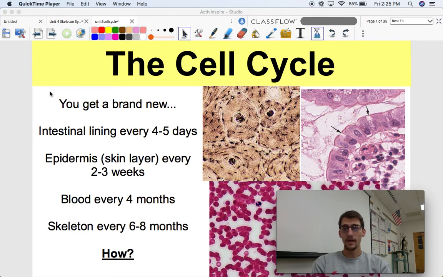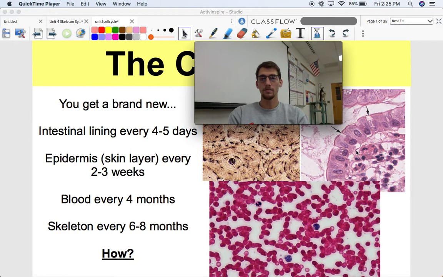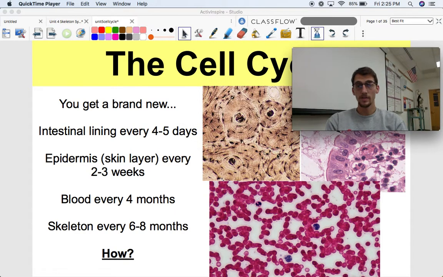All right, so as always, I like to ask these questions, and hopefully you might have an idea of how this works before the end of the video. So here's a bunch of human tissues. You have some epithelial tissue over here that you might find in your intestinal lining. You have bone tissue over here, and you have blood down there. These are all different types of blood cells.